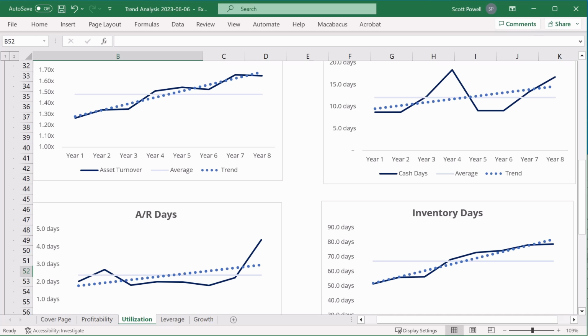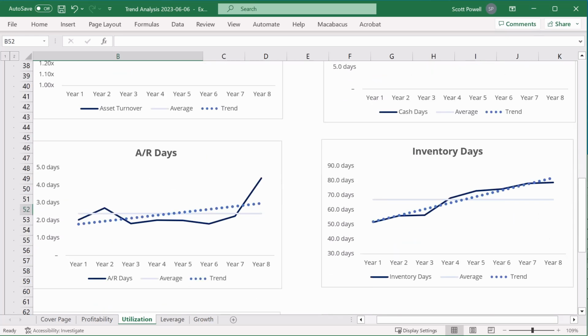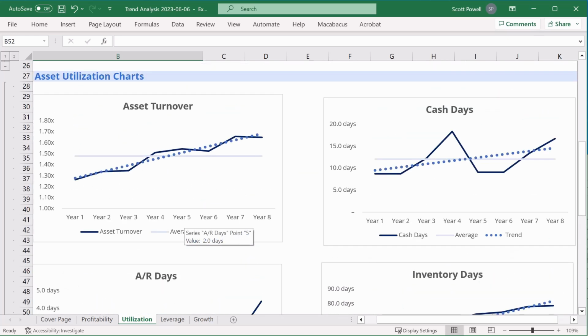And our inventory days are going up. Now, one of the things you want to think about is, do you want inventory days to go up? That means that it's taking longer and longer to sell your inventory. So that inventory days trending up doesn't look great. Our AR, again, doesn't look like it's changing very much, but our asset utilization is positive. So that's how much revenue we're generating off our assets.